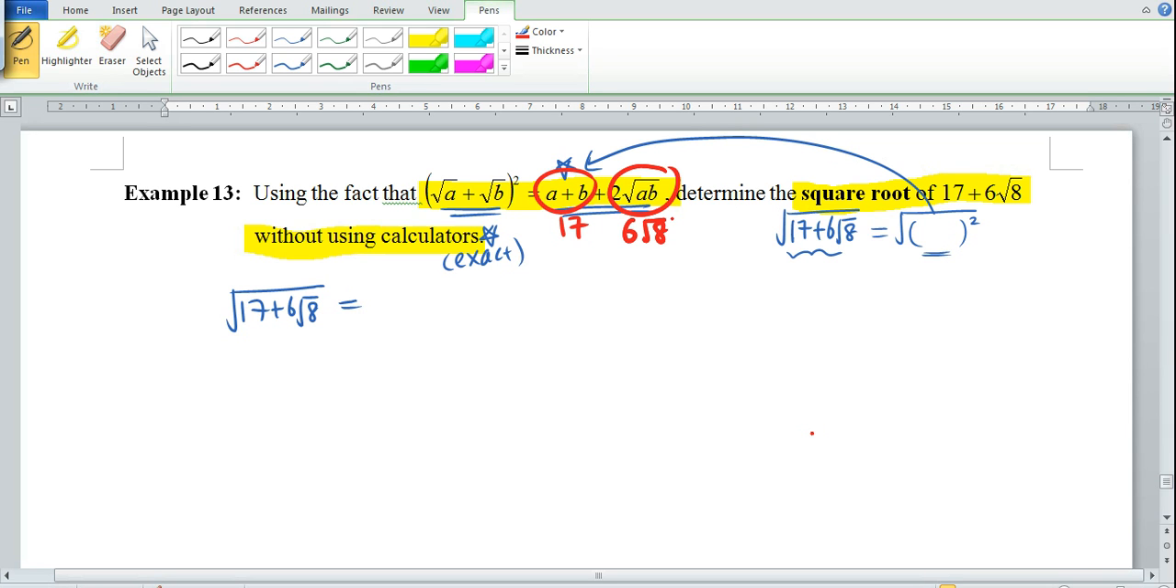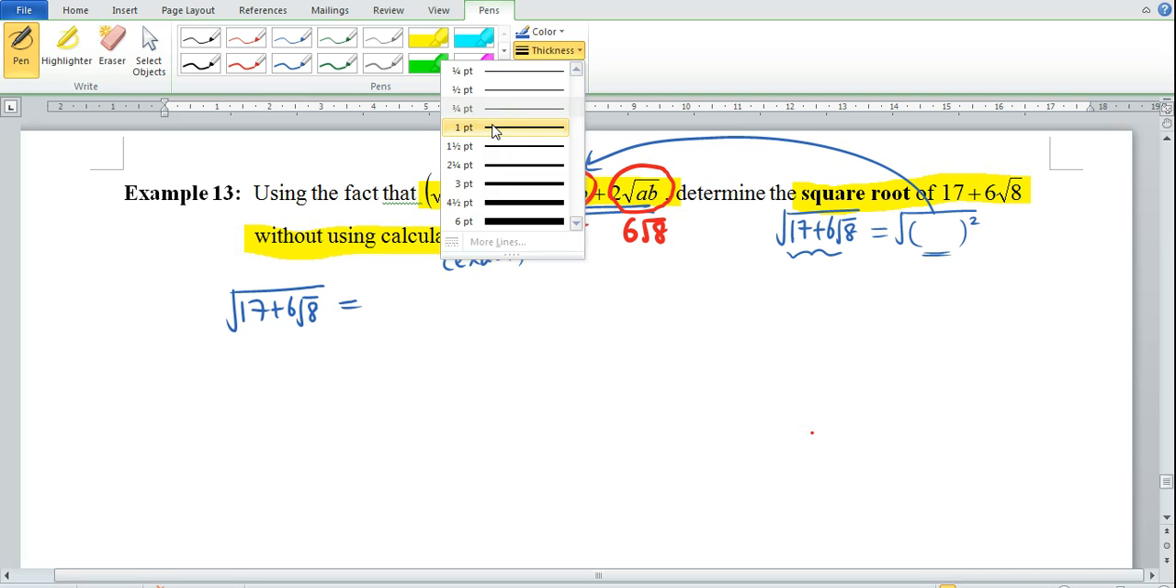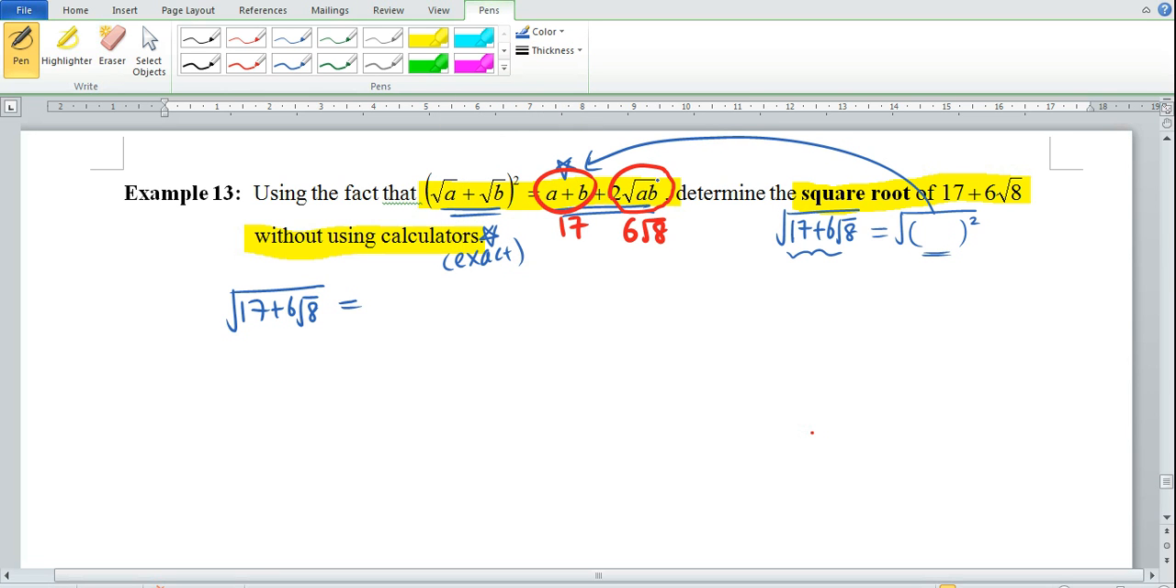Now, there is an obstacle that we have to get through. Notice that this term starts with 2, right? But the question gave us 6 at the start. So is there a way for us to make 6 square root 8 into 2 square root something? I'm going to try to force 6 square root 8 to become 2 square root something, and then later I'm going to figure out what my a and b are. And then I'm going to make use of the making of the perfect square.